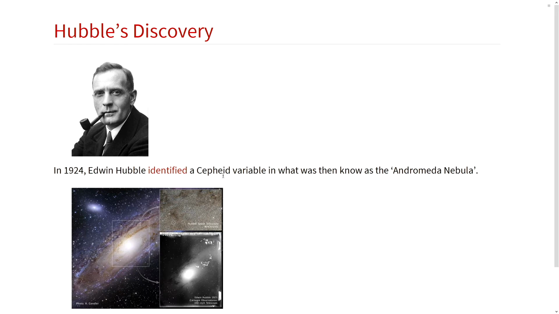If you go out on a dark night, like in the summer, you can see a patch of light in the constellation Andromeda. It's near the Great Square of Pegasus. And this was thought to be part of our own galaxy, and the whole universe was considered to be part of our galaxy. But Hubble discovered one of these Cepheids in the Andromeda Nebula, and by using this period luminosity relationship, he determined that that star was 2 million light years away.